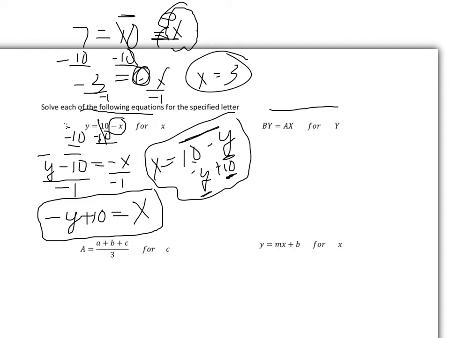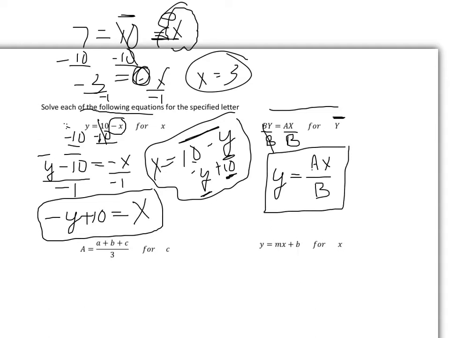So kind of moving over to this one here, if we're trying to solve by equals ax for y, by is b times y, ax is a times x. If we're trying to isolate the y here, we need to get it all alone. So if we have b times y, the way we're going to undo this multiplication is with division. So divide this by b, divide this by b. b divided by b is 1. So on the left side, we just get y equals. On the right side, well, once again, a, x, and b are not like terms. We can't really divide anything, so we just get ax over b. And that's the solution that we're looking for there.